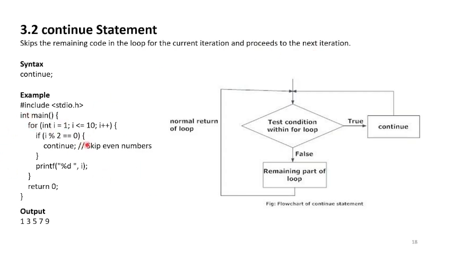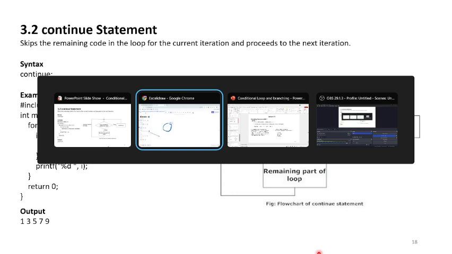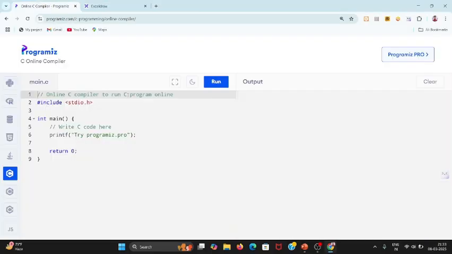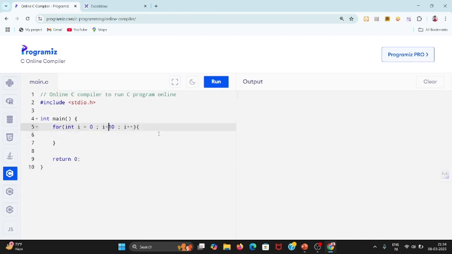Here is an example where we are skipping the printing of the numbers which are even. So let's go to our Chrome browser and code it down. Simply, here is int main, this type of thing is written. What we are going to do is write a for loop where i starts from 0 and i is less than 10, and i plus plus. Let's make it i is less than or equal to 10.